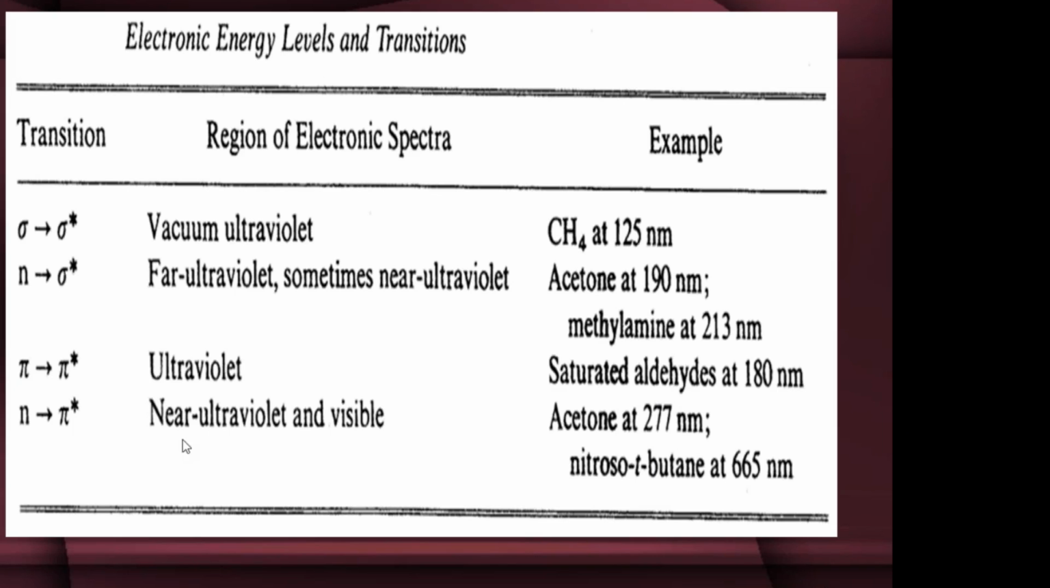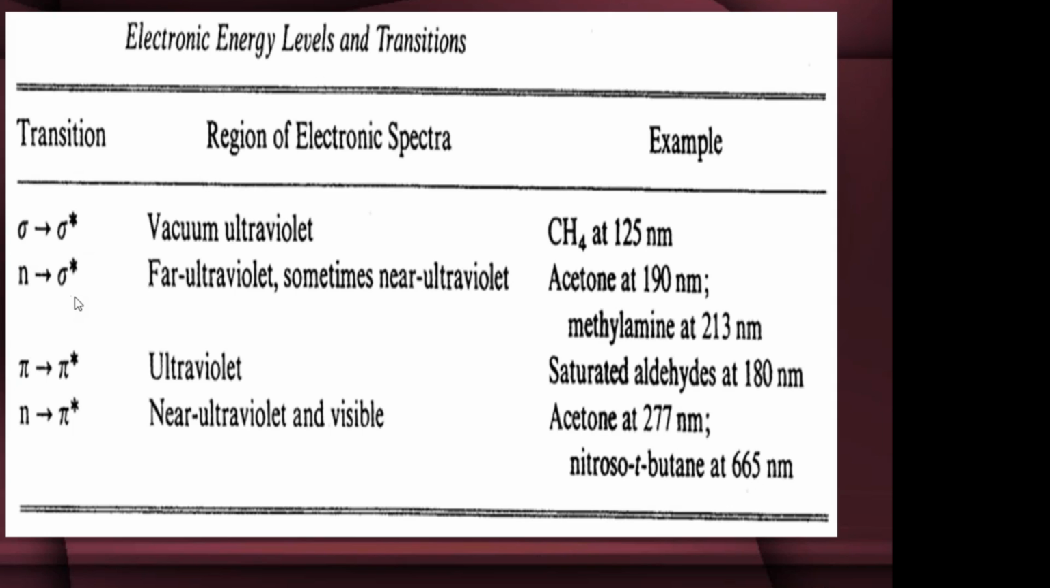N to pi star transitions are shown in the near ultraviolet and the visible region. So at longer wavelengths compared to pi to pi star, involving lesser energy compared to pi to pi star. Example is acetone. It has O. So acetone at 277 nanometer, you can see the longer wavelength, and nitroso-t-butane at 665 nanometer.